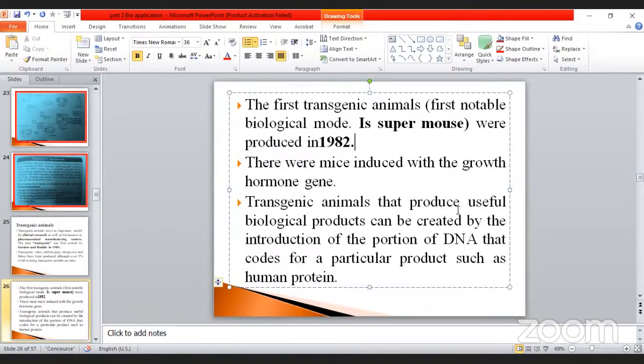Transgenic animals that produce useful biological products can be created by introducing the portion of DNA that codes for the particular product, such as a human protein. Okay, that is very, very important. Here they isolated the human protein molecule's DNA and introduced it into the mouse. Okay, so the research is also data.